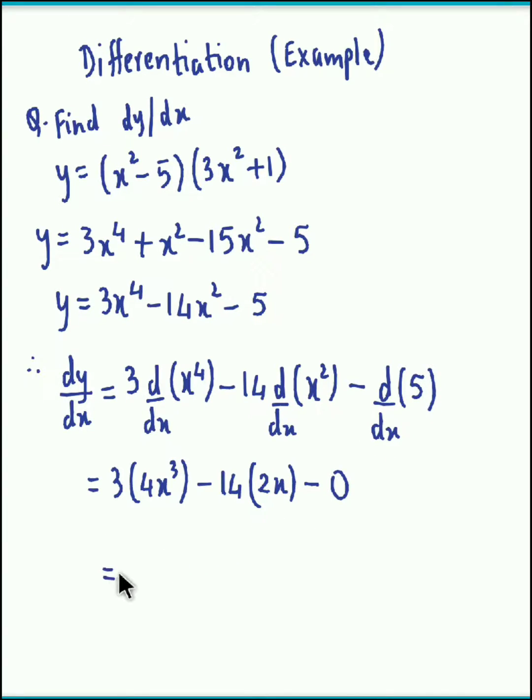So dy by dx is, now 3 fours is 12x³ minus 14 twos, so that gives us 28x. So this is the value for dy by dx.